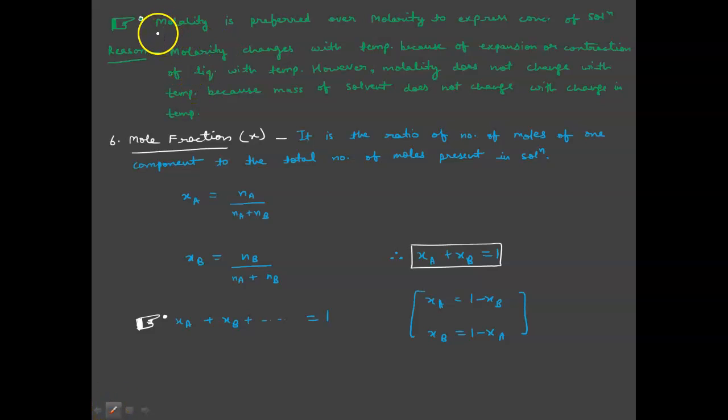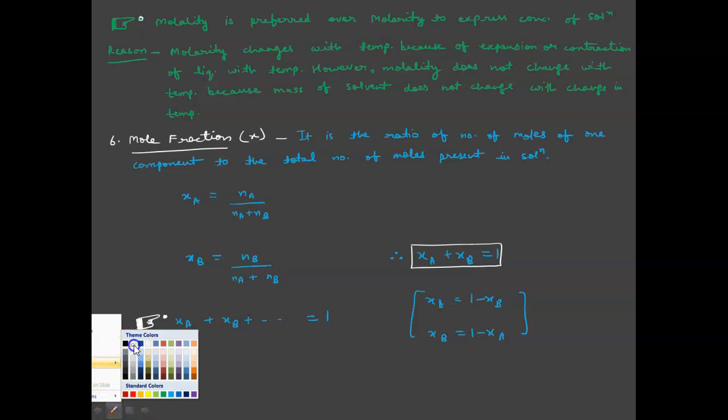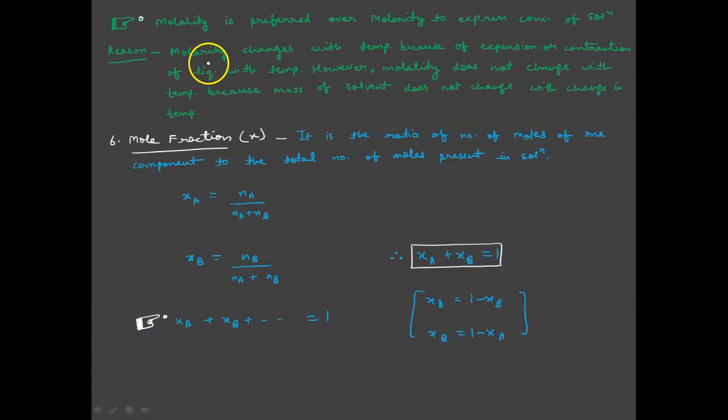Now here comes, molality is preferred over molarity to express concentration of solution. I have told you already about why we prefer this, because this is very important. It's also a question. Molarity changes with temperature because of expansion or contraction of liquid with temperature due to its dependency on volume. However, molality does not change with temperature because mass of solvent does not change with change in temperature. So, molality is preferred over molarity because mass is a constant quantity that does not change.